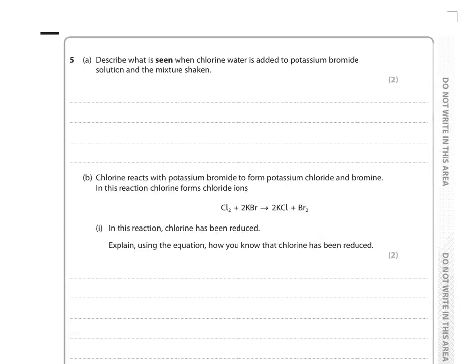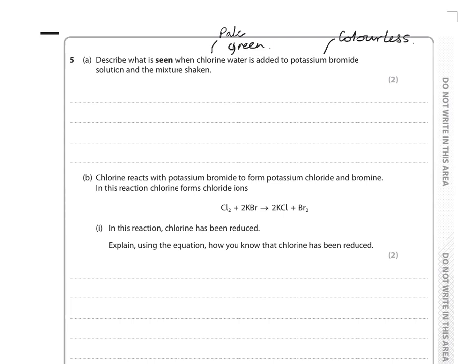Question 5 is a halogen displacement reaction, and it says, first of all, describe what is seen when chlorine water is added to potassium bromide solution and the mixture is shaken. Well, first of all, you need to establish chlorine water is a very pale green colour. Potassium bromide is colourless.